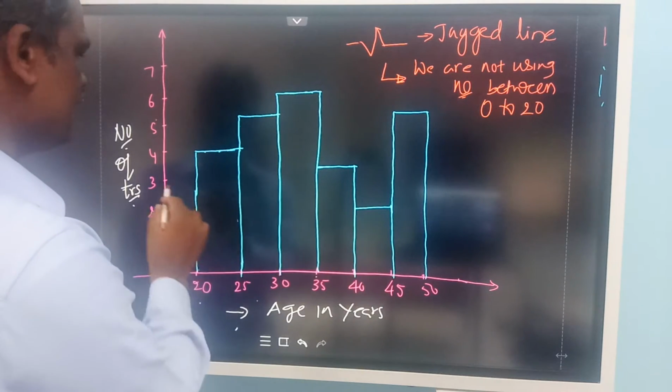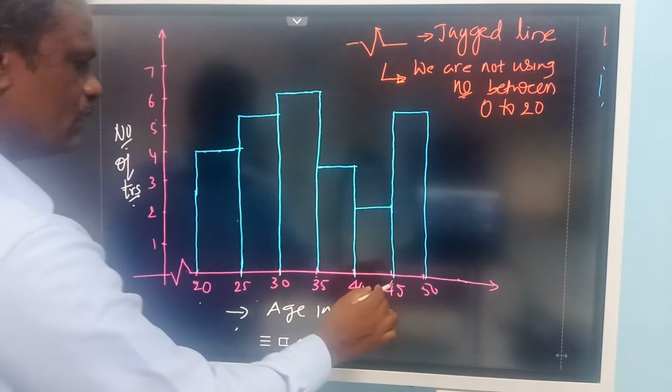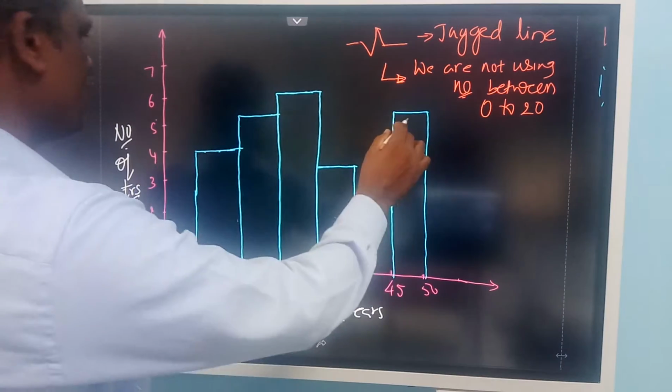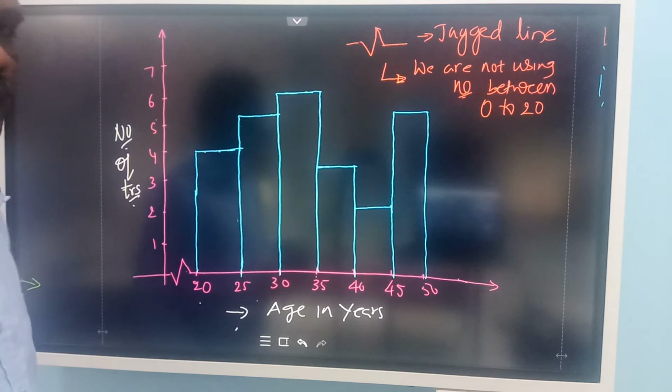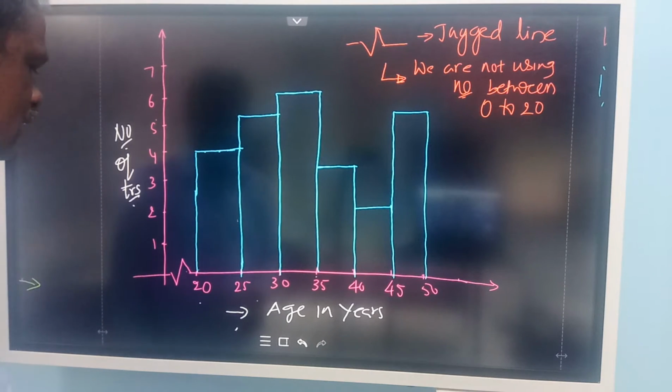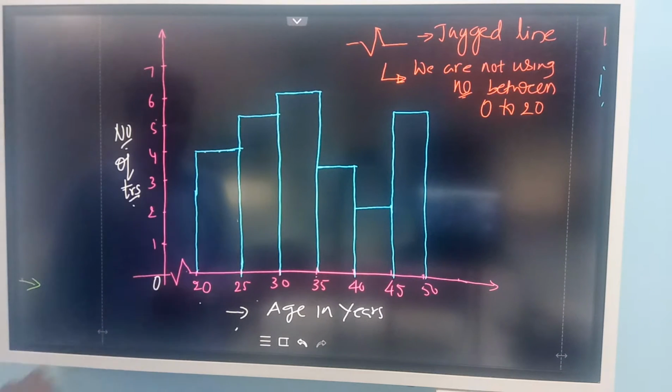Then 40 to 45 years age, only 2 teachers. Then above 45 to 50, we have 5 teachers. So this is the data we represented in the form of histogram. And look at this. Here is a jagged line, a broken line you are seeing.